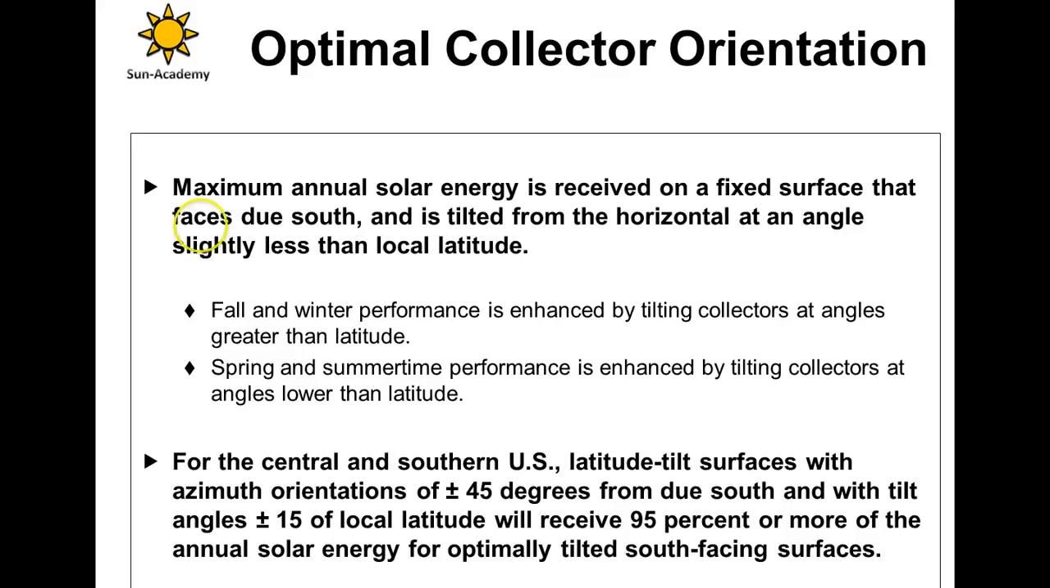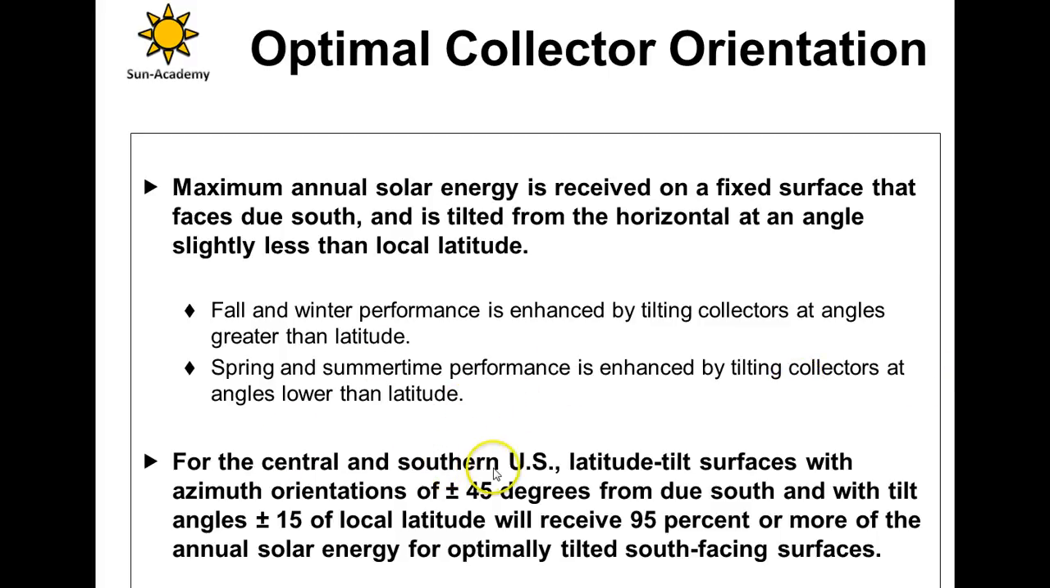Maximum annual solar energy is received on a fixed surface that faces due south and is tilted from the horizontal at an angle slightly less than the local latitude. Fall and winter performance is enhanced by tilting collectors at an angle greater than latitude, and spring and summertime performance is enhanced by tilting collectors at angles slightly lower than latitude.